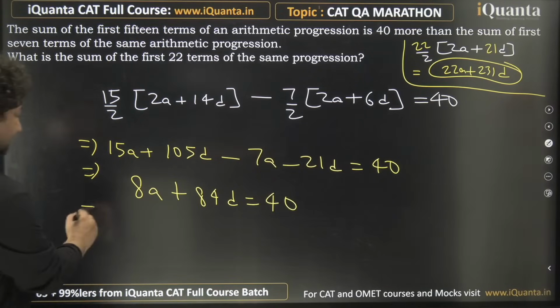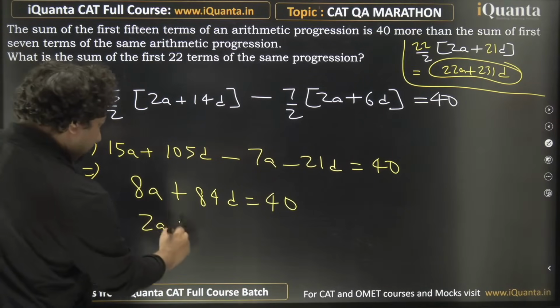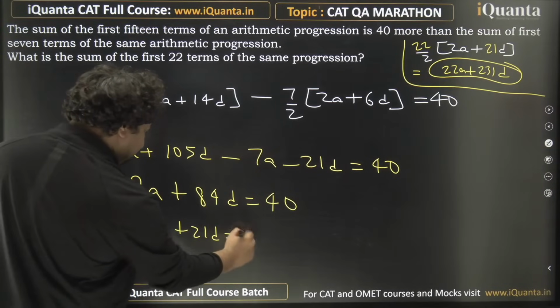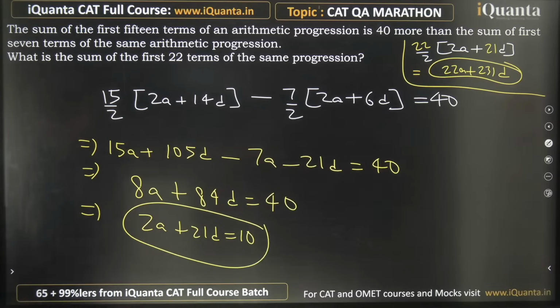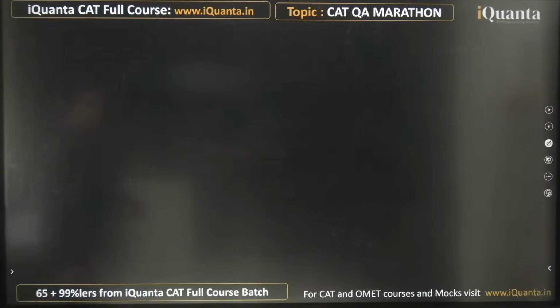Okay, if I divide this by 4, I'll get 2a plus 21d, that is equal to 10. Wow, I got my answer. That is 11 times this, so the answer is 110. Perfect. Cool. All of you got that. Coming to the next question.